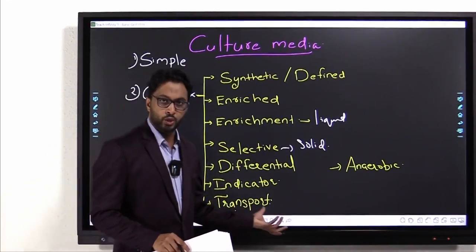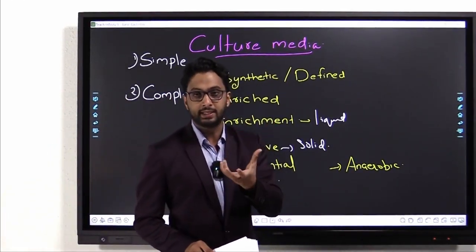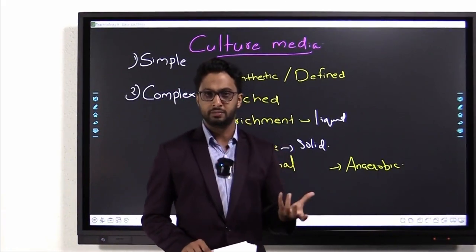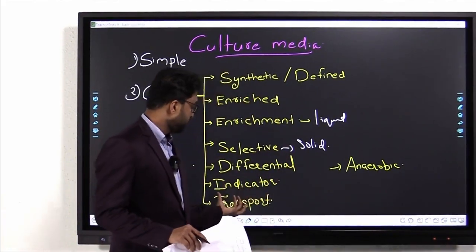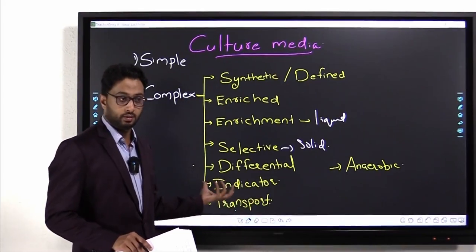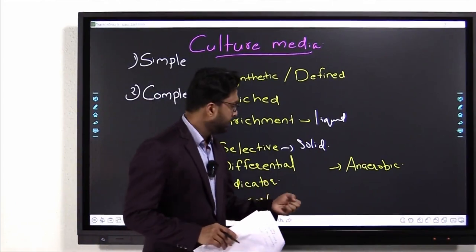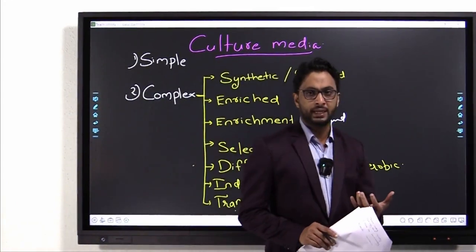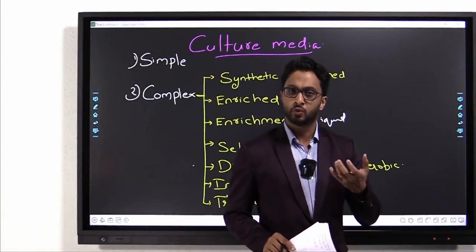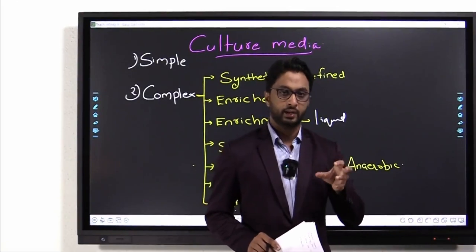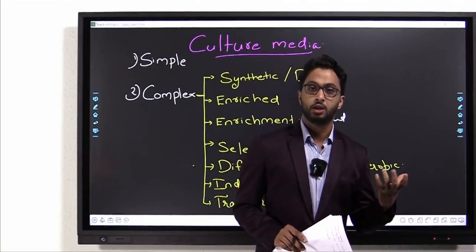Then transport media. You know now that some bacteria need to be transported in a particular media, and thus you have to use it for some bacteria. You can't transport it simply. Then anaerobic media. Certain bacteria require anaerobic conditions, so they have to be grown in anaerobic media.